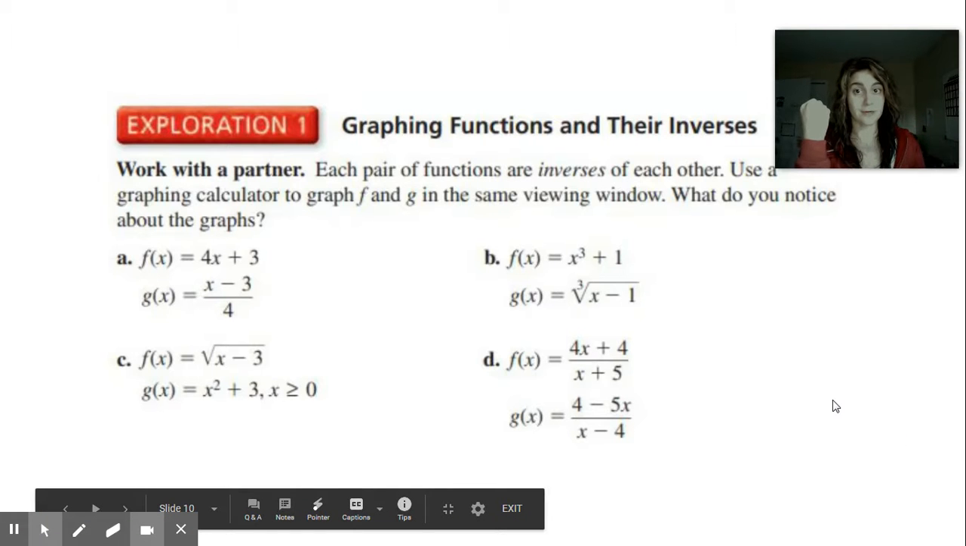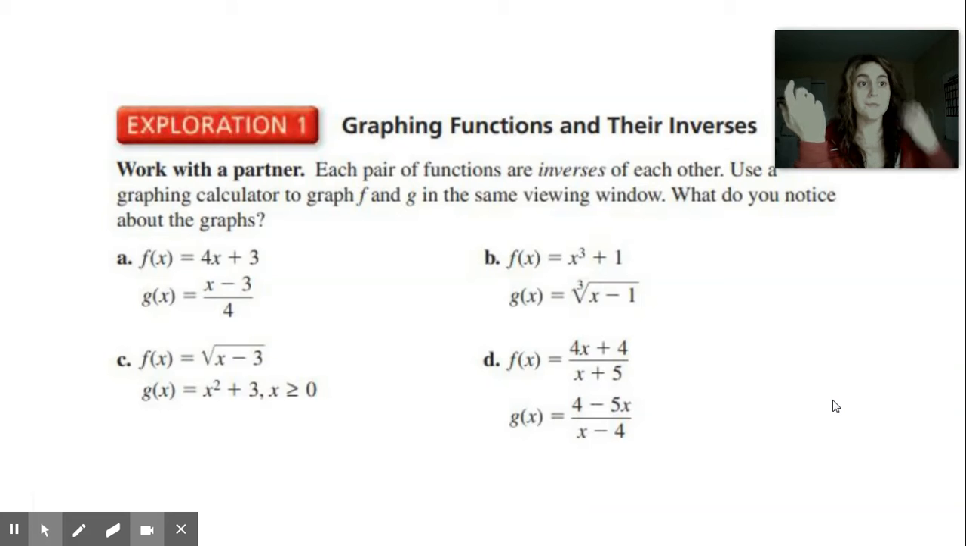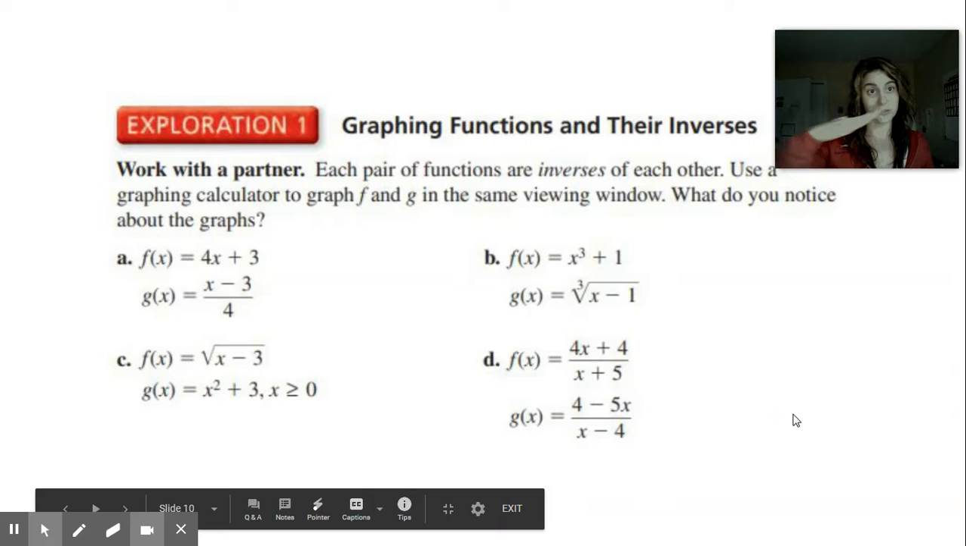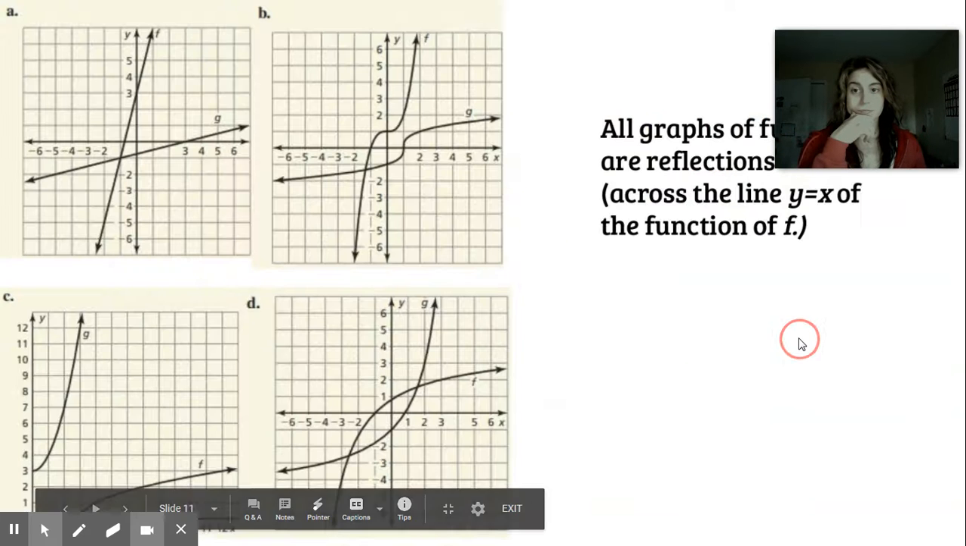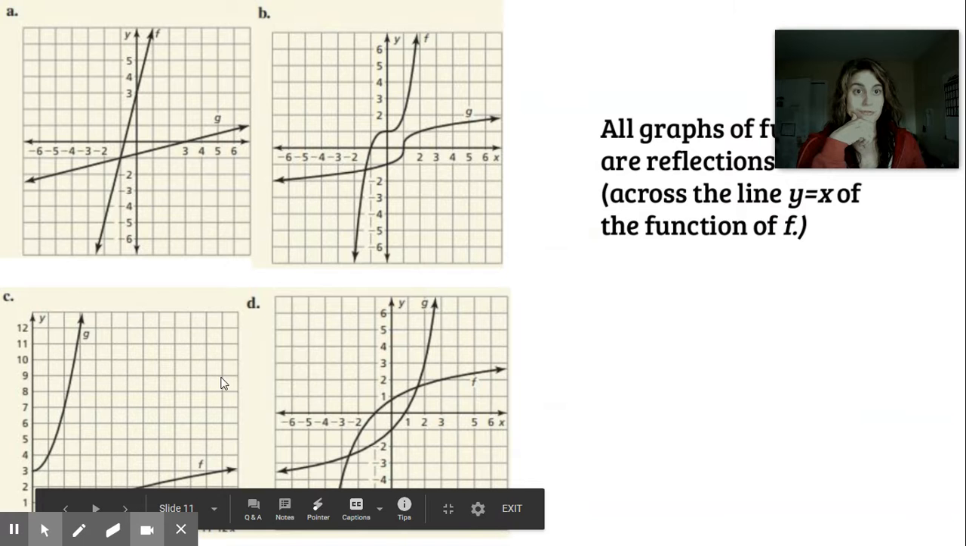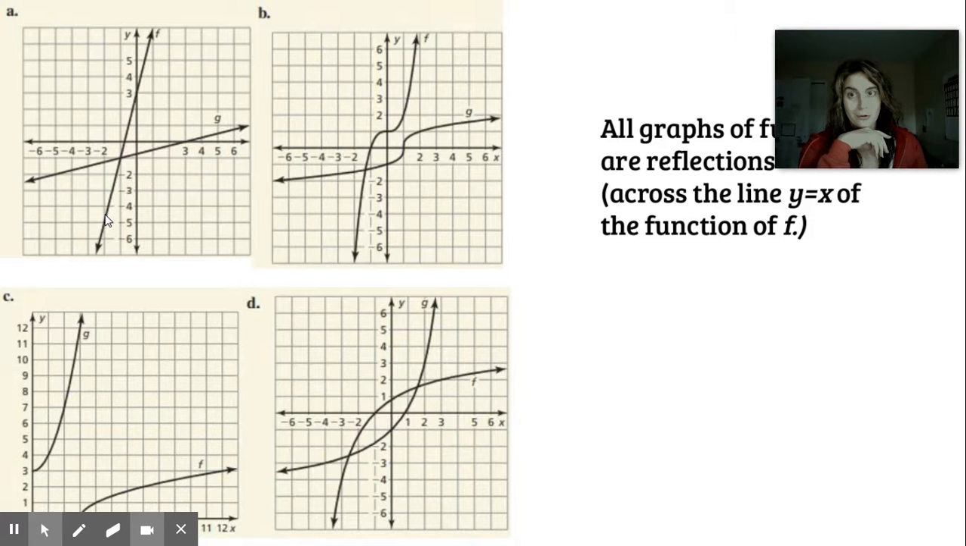So we'll take a look at graphing each of those and seeing if we notice, are they functions or inverse functions or not? Are they following that y equals x diagonal line reflection? Okay, and these are actually the answers to those. So you can see the graphs of the previous problems. And yes, they are all reflections.